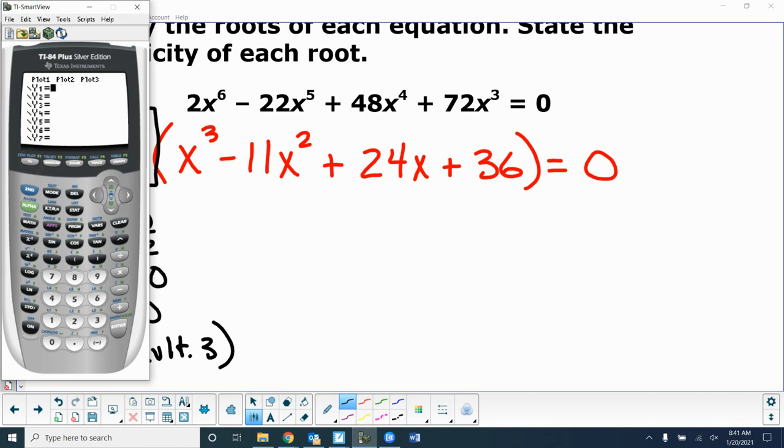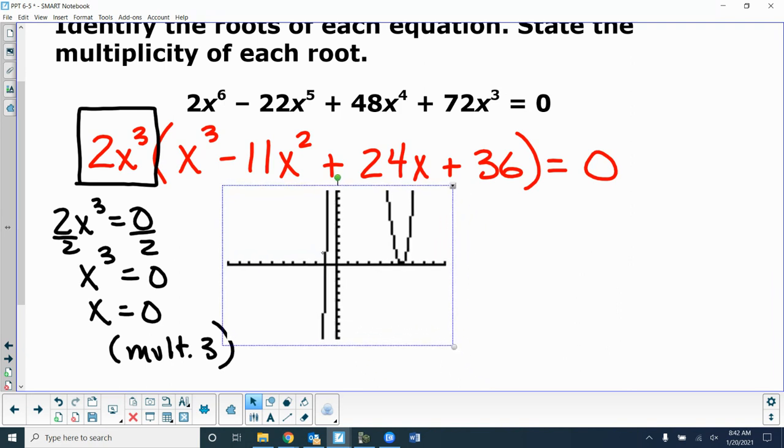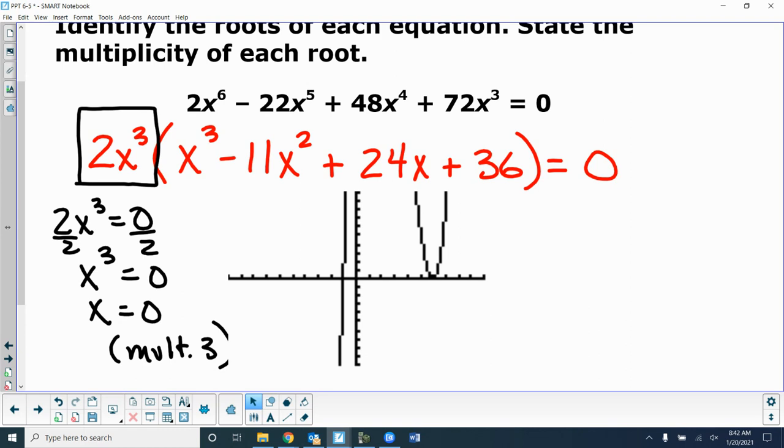So I'm going to do just that part, x cubed, since I already took out the 2x cubed, minus 11x squared plus 24x plus 36. Ooh, it bounced and it went straight through, right? That looks like -1. Well, let's make it go bigger. You guys can see. That looks like -1, and then 1, 2, 3, 4, 5. That looks like a 6.